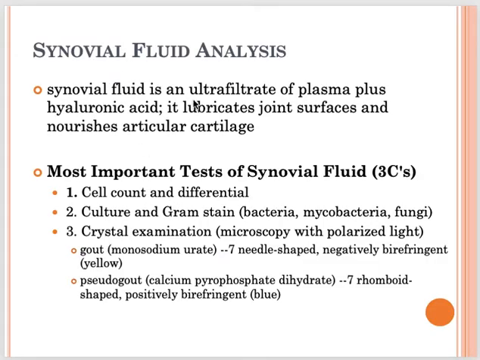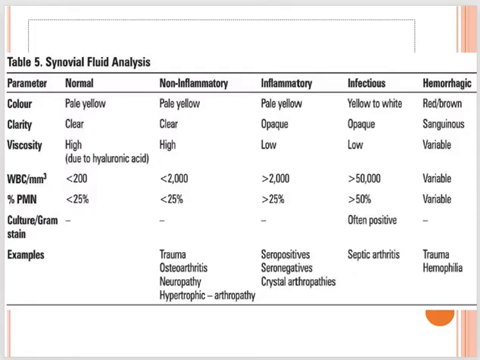Synovial fluid is an ultrafiltrate of plasma plus hyaluronic acid. It lubricates the joint surface and nourishes articular cartilage. The most important tests for synovial fluid are the three C's: cell count and differential, culture and gram staining, and crystal examination. Whenever we take out the synovial fluid, we see the color, clarity, viscosity, WBCs, polymorphonuclear neutrophils, and gram staining.